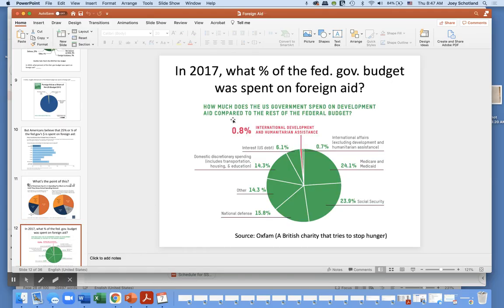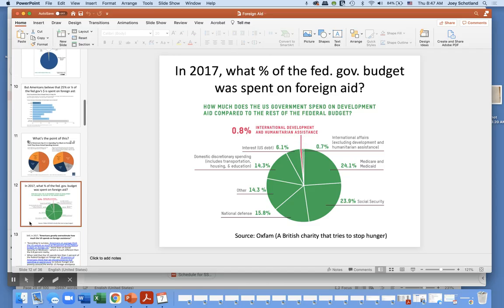Just to give you the more recent stats, here's 2017. You see we spend a ton on Medicare and Medicaid and healthcare. We spend a ton on military. We spend a ton on national defense. All right? We spend a ton on interest paying back the debt. But foreign aid, very small amount, just about 1%.